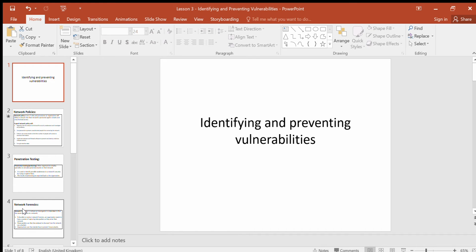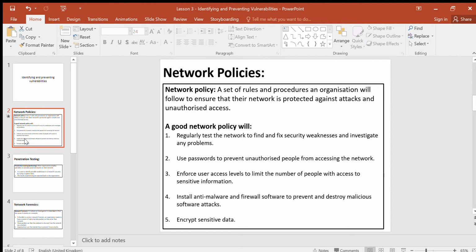Right, so we are on to the last section of 1.6, which is identifying and preventing any kind of vulnerabilities. Now, we've talked a lot about different types of attacks and different malicious activity. This session is going to talk about how, as a company or as an individual, you can protect your network from those attacks. So most importantly is your network policy. And this is a document that will outline the rules and procedures that your company follow to minimise the chance of attacks or unauthorised access.